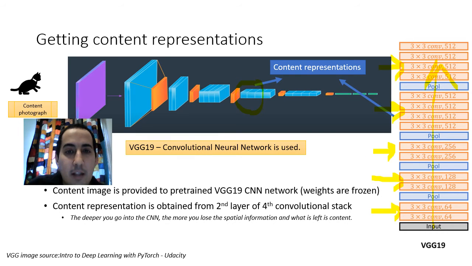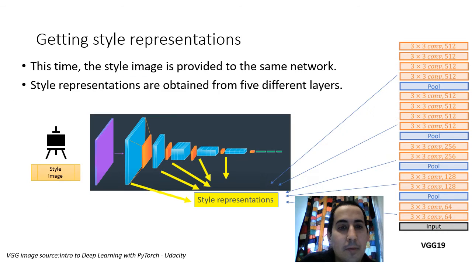What about the style representations? Here, the artistic image this time is provided to the same network. For extracting style information, they take all first layers of the 5 stacks. Each layer can hold a different aspect of the style, like color choices, brush strokes, or higher level information like the order of objects.